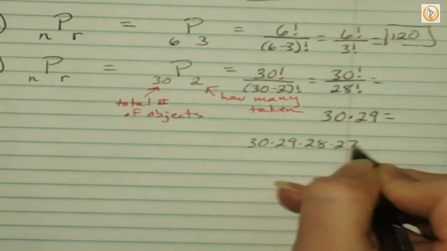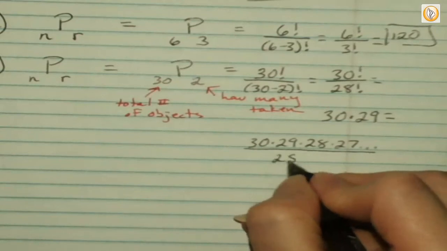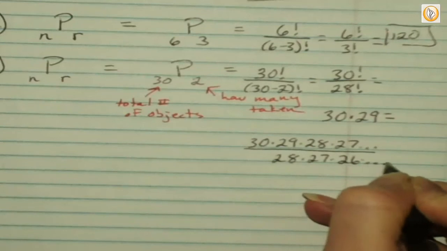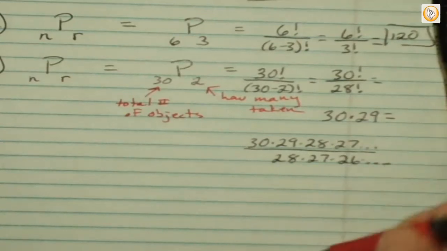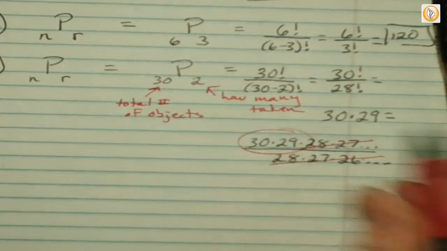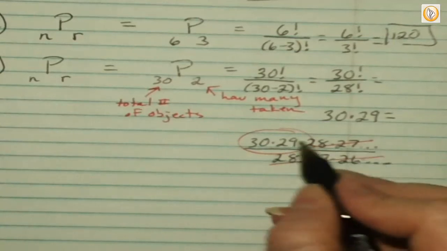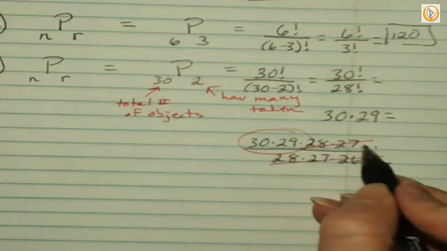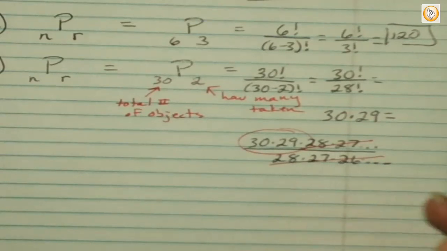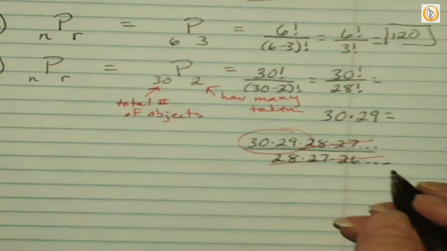This is how we're working it out, right? We can cut out 28 and below and 28 and below, so all we're left with is this. Wait, why does it say 30 times 20? I just showed you. If we do 30 factorial on top and 28 factorial on the bottom, we cut out 28 and below, and we're only left with 30 times 29.